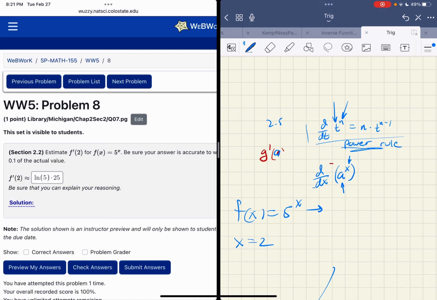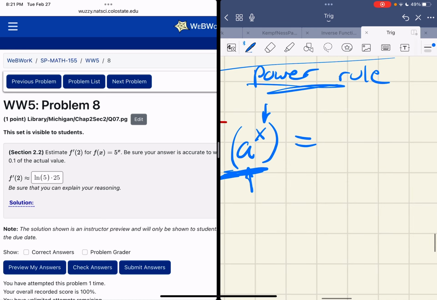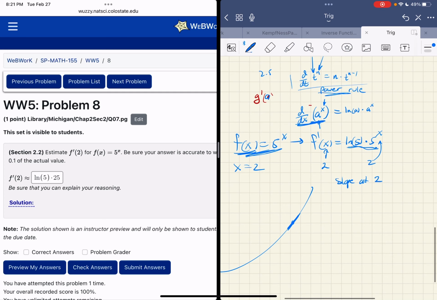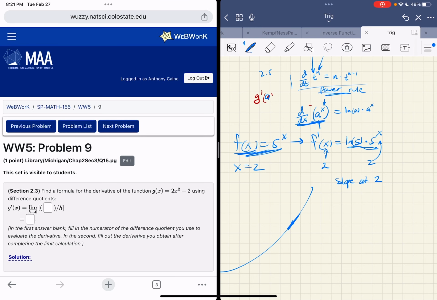Okay, so if you want to take the derivative of something that looks like that, it turns out that it is the natural log of the base times the original function, okay? So the derivative of f, also known as f prime, is the natural log of 5, that's the base, times 5 to the x. So now if I plug in an x value, like say 2, then this number here, when you plug in that same x value, is the slope at 2 on this curve here, okay? So, all right, I plugged in 2. That's natural log of 5 times 5 squared. So there it is.